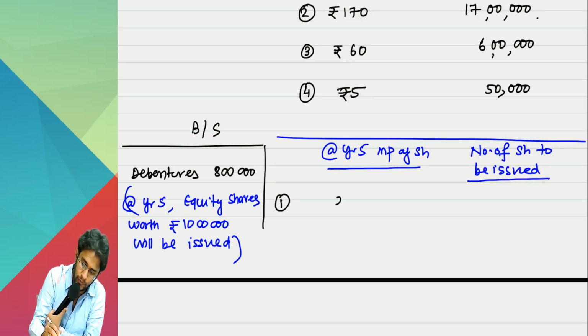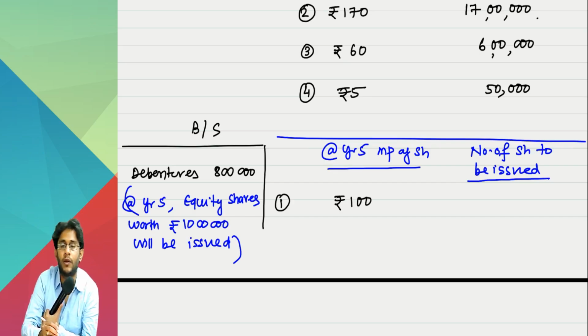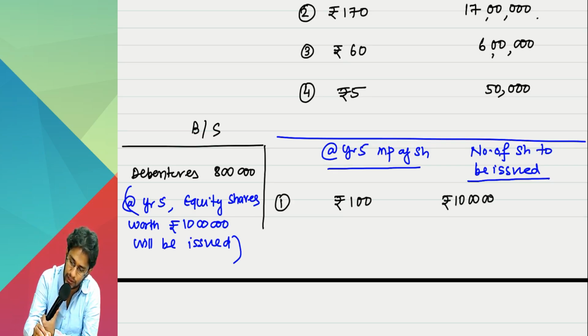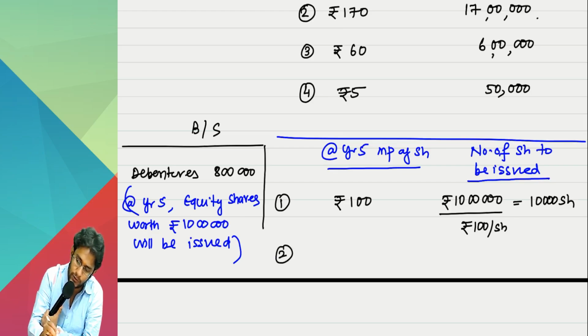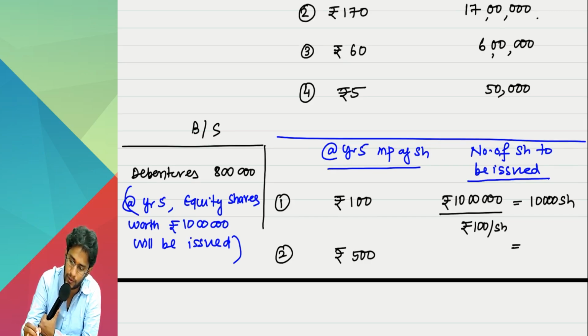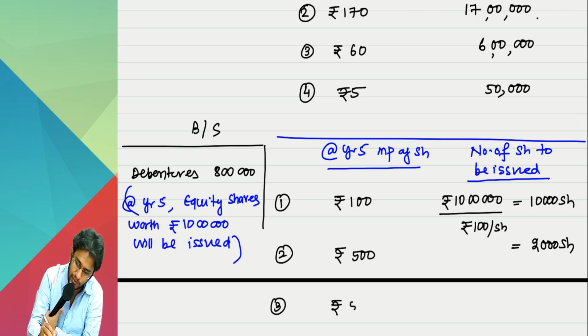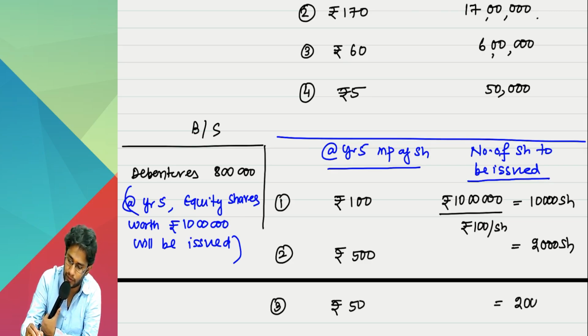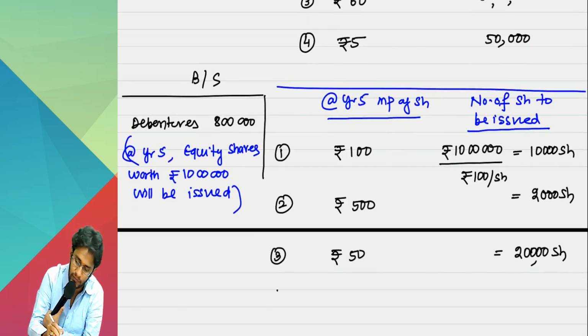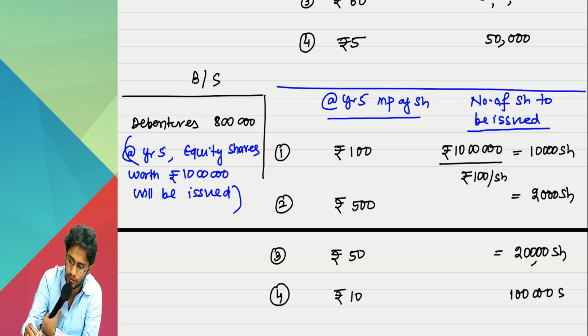Case 1, market price of the share is 100. How many shares do I have to give to the debenture holders now? I have to give shares worth 10 lakhs, so divided by 100 rupees per share, I have to offer them 10,000 shares. Suppose market share price is 500. Then how many shares do I have to offer them? 2,000 shares, that is enough. If market share price is 50, then I have to offer them 20,000 shares. Market share price is 10 rupees, I have to offer them 1 lakh shares.